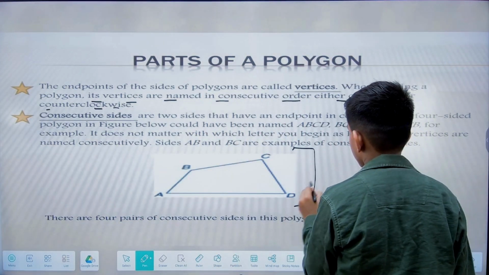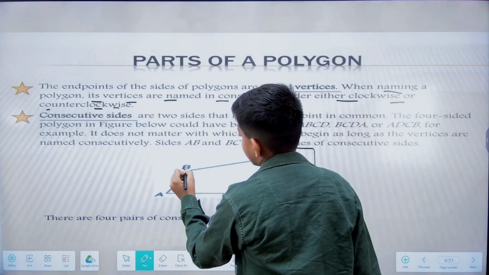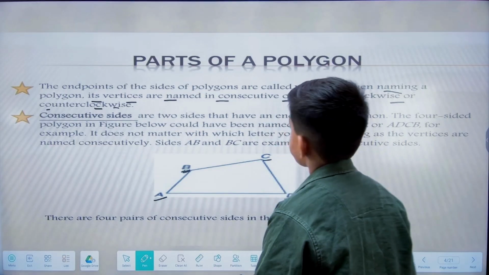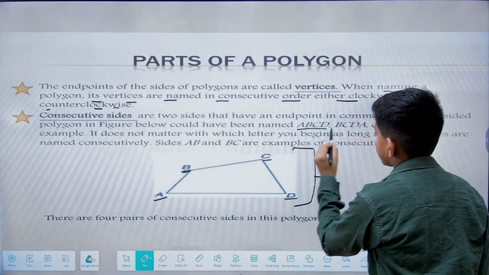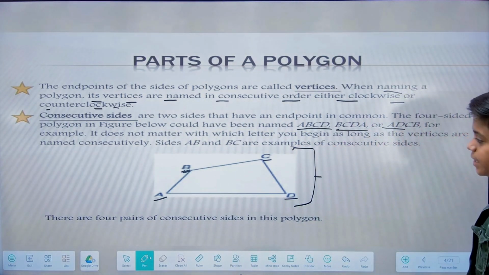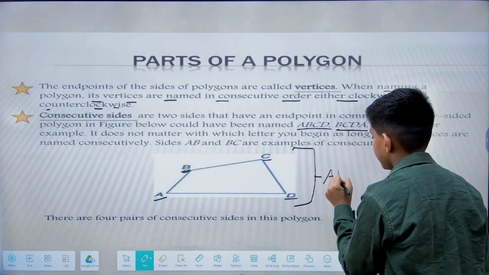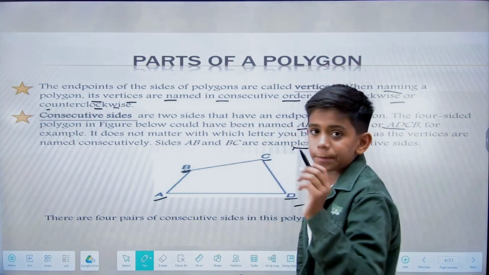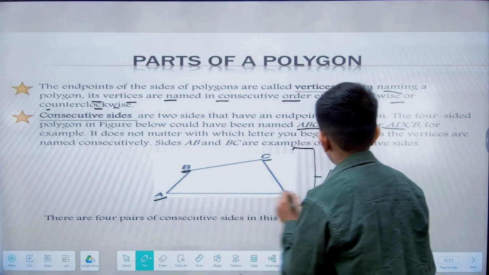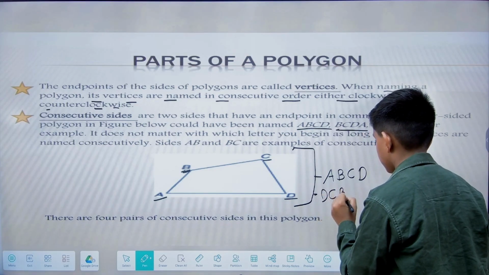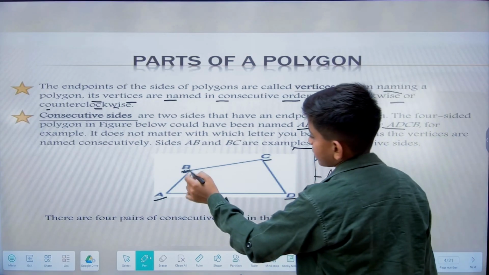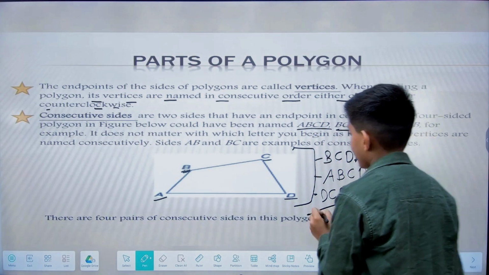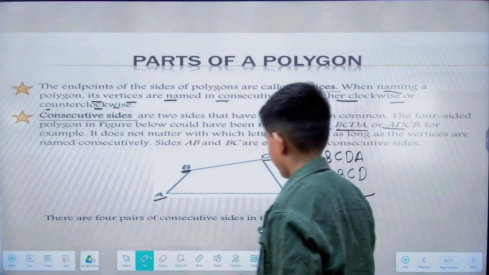So they are named with their vertices. Now here is a polygon. We will name it. These vertices are A, B, C, D. So here we can say it as polygon ABCD, BCDA or ADCB. Here we can say it ABCD. Here we are naming it clockwise. Let's name it anti-clockwise. DCBA. Also we can name it BCDA. This is how we can name a polygon.